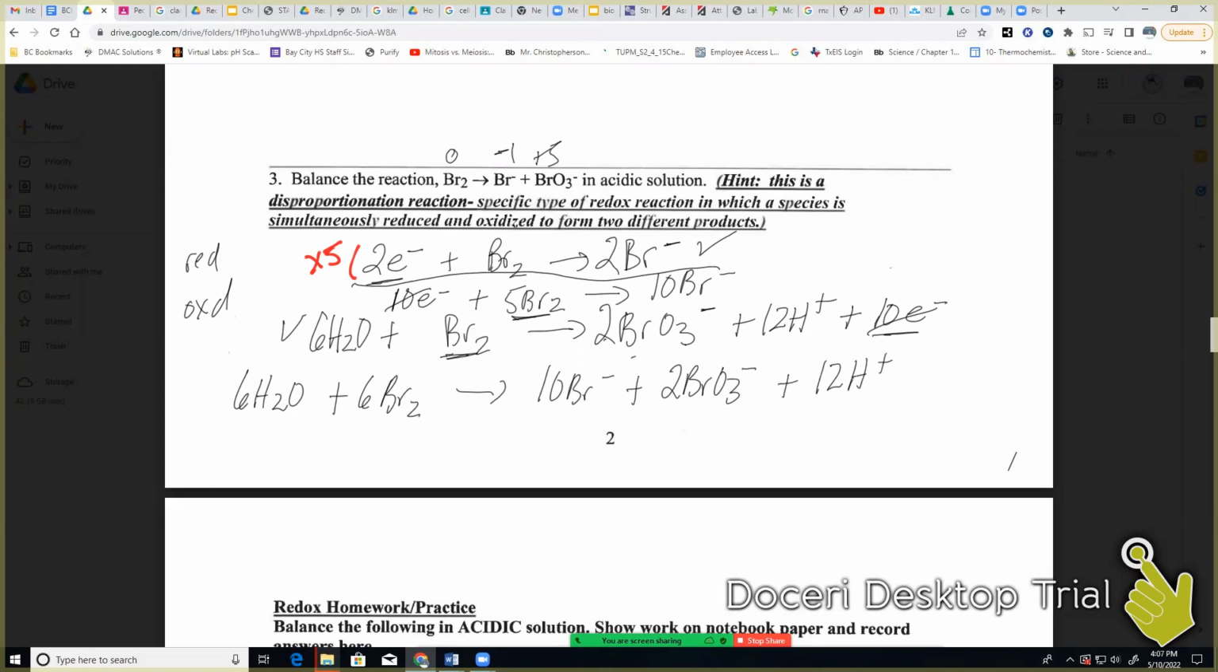Now I'm going to do a quick check on my charge. Let's see where we got. All right, so when I do that, I'm neutral over here, and over here I have -10, -2, so that's -12, cancels out with a +12, so that would be my correct balanced overall equation.